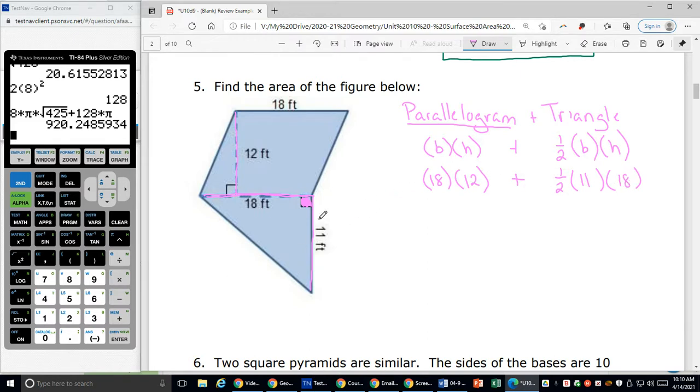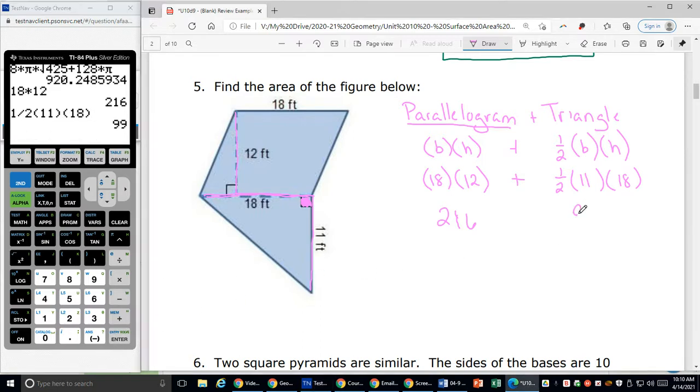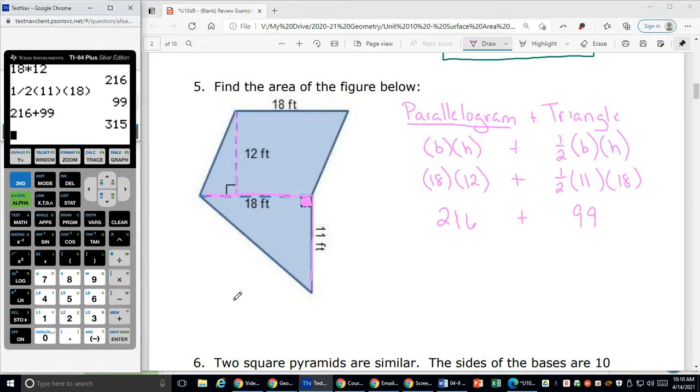Okay, all right, so my parallelogram, 18 times 12. And my triangle, 1/2, 11 times 18 is 99. When we add the two together, 216 plus 99, we get 315. And this is area, and I do have units. My units are feet, so they are square feet.